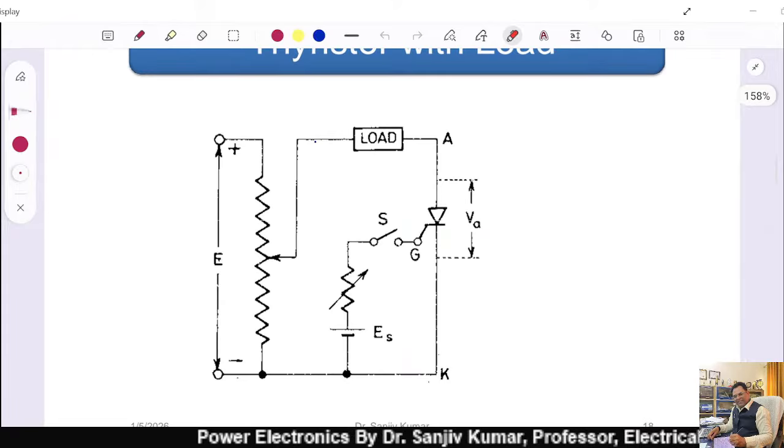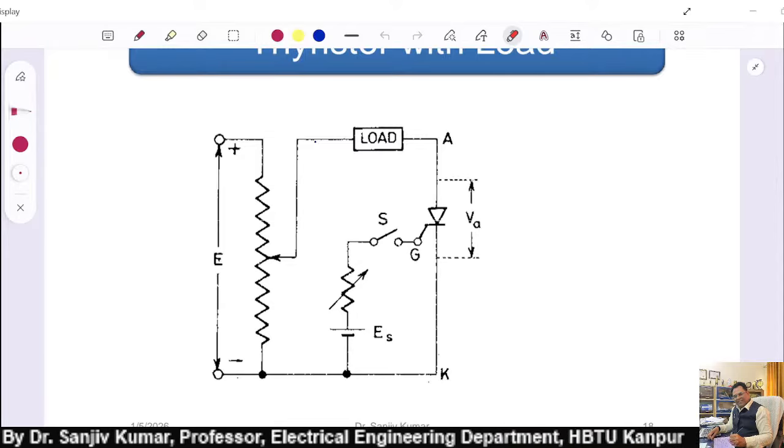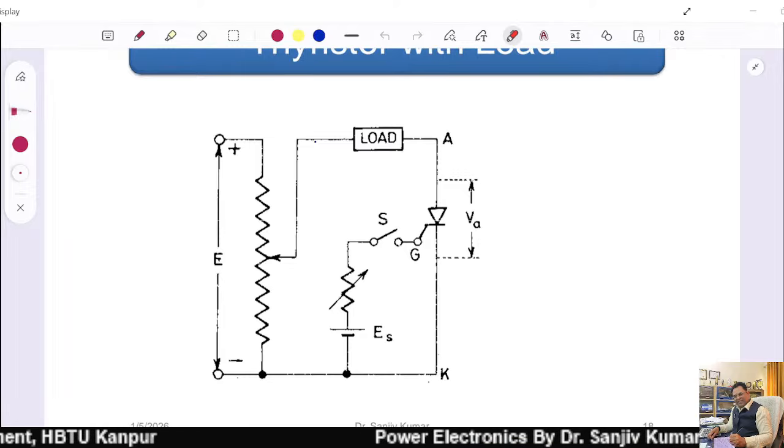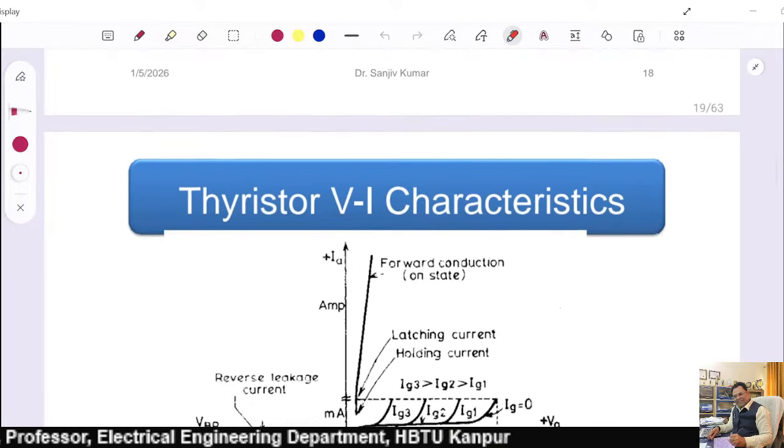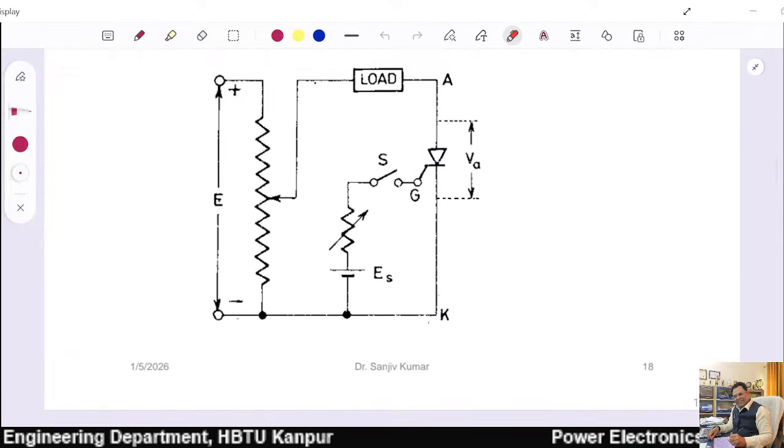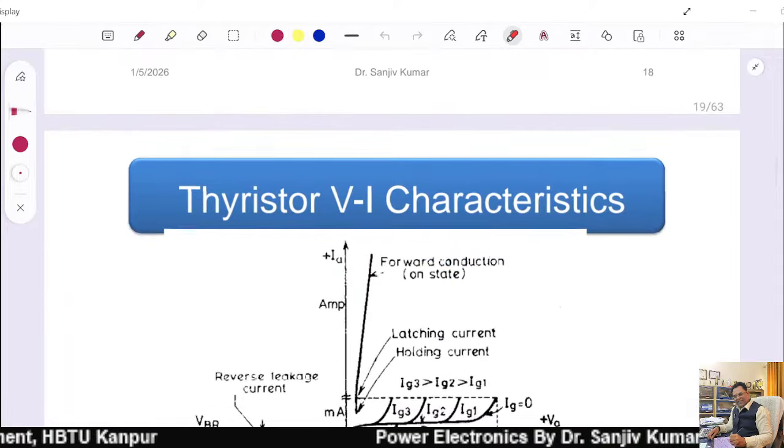the anode and cathode. Means एनोड और कैथोड के बीच में आपको एक सप्लाई लगा देनी है, और उसके बाद जब भी आप गेट पल्स देंगे तो आपका थायरिस्टर ऑन हो जाएगा। एक बार थायरिस्टर ऑन हो गया तो फिर गेट का कोई भी उसमें रोल नहीं रह जाता है। आने वाले लेक्चर्स में हम लोग इस चीज को देखेंगे, समझेंगे और जानेंगे। Now come to the VI characteristic of the thyristor.